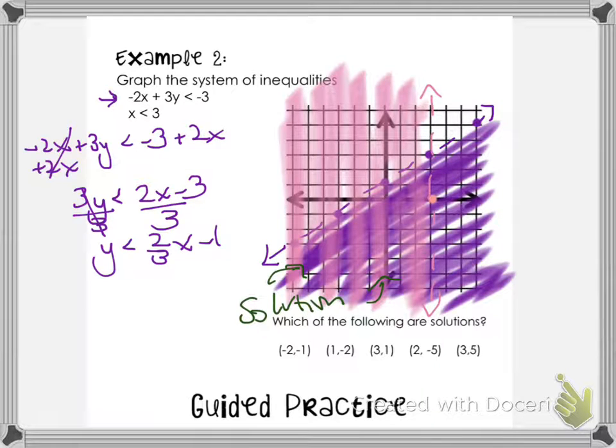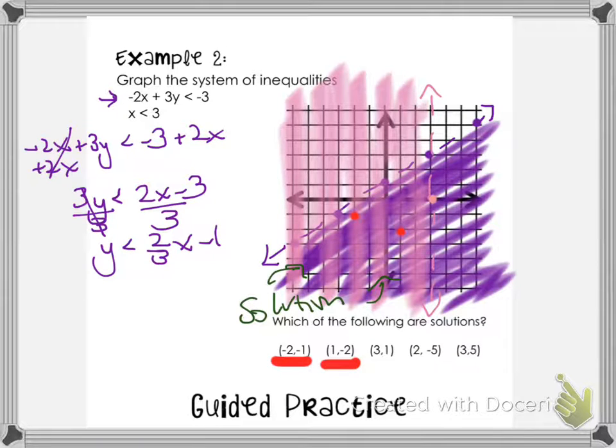So we need to find which of the following are solutions. We want to find if these are inside the double shaded area. So negative 2, negative 1. Is that in our double shaded region? Yes, it is. So left 2, down 1, that is there. So yes, that is a solution. How about 1 and negative 2? Yep, that is also in our double shaded region.